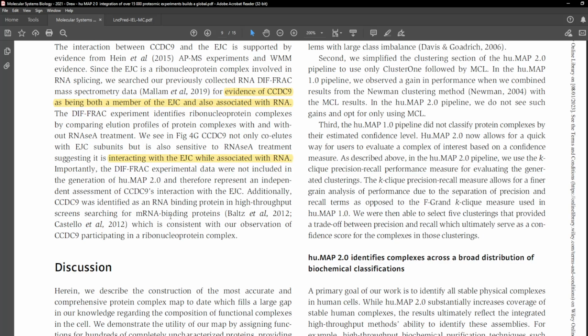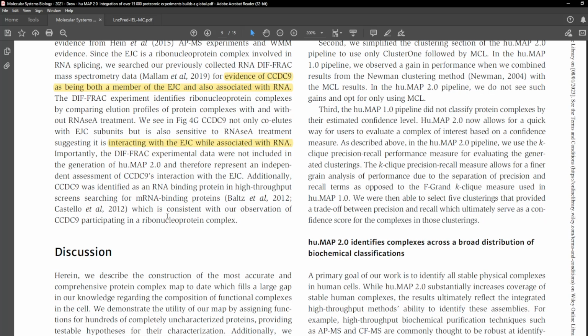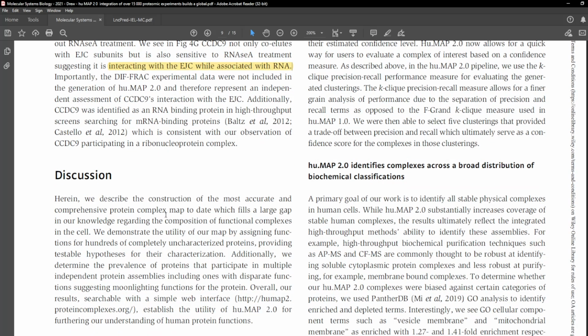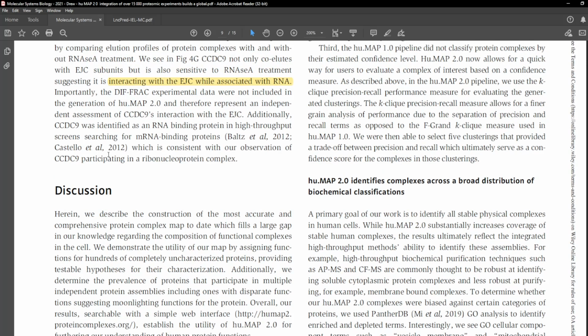Additionally, CCDC9 was identified as an RNA-binding protein in high-throughput screens searching for mRNA-binding proteins, Baltz et al., 2012, Castello et al., 2012, which is consistent with our observation of CCDC9 participating in a ribonucleoprotein complex.